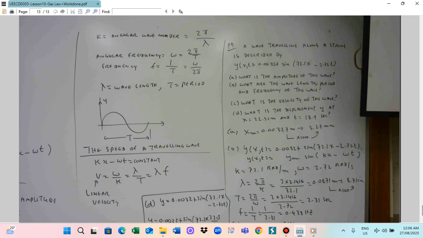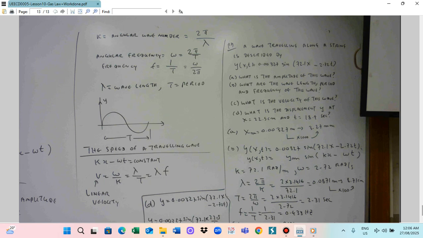T is the period. Period is the time required to travel one wave length. So this is one way here. This is the time required to travel. So this becomes a T. T is the period. The number of waves per second is our frequency. In this case, f is equal to 1 by T.